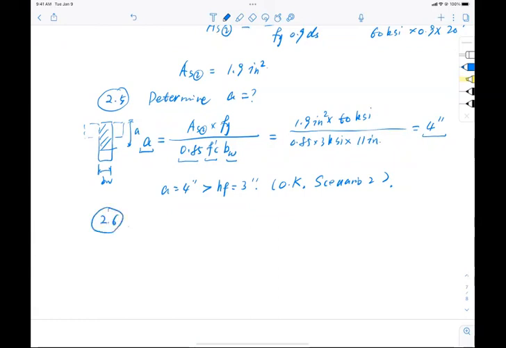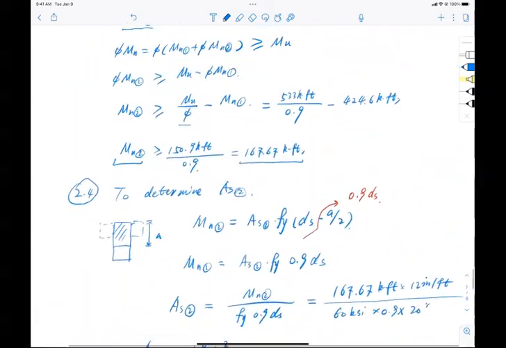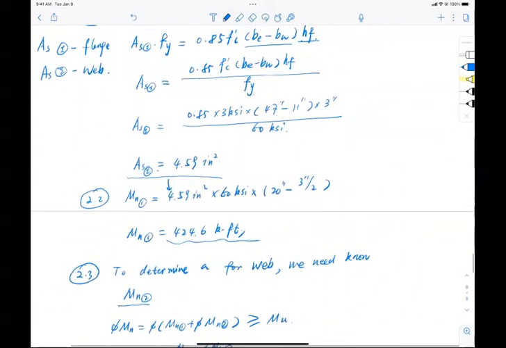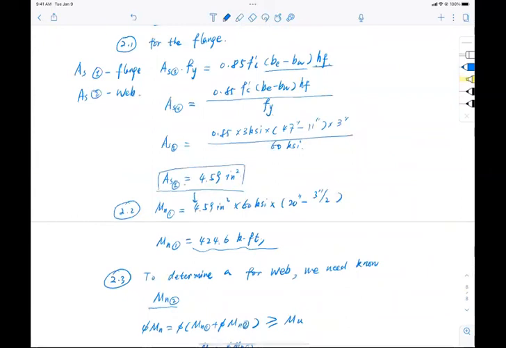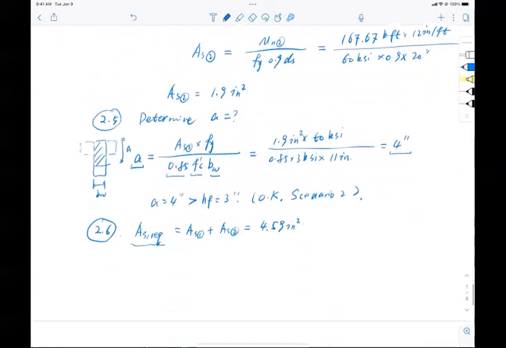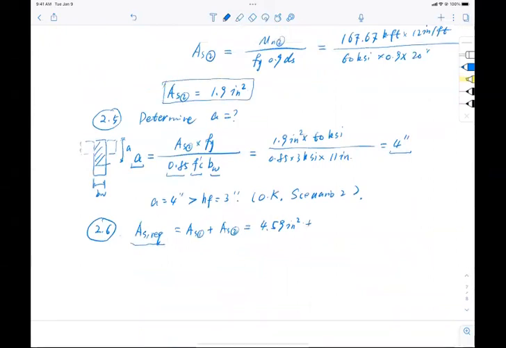So 2.6, with everything said and done, I now have to say that the total required reinforcement, be careful folks, would equal AS1 plus AS2. So that is 4.59 inch squared. Where is that 4.59 coming from? Go back to see, where is it? Right here. That is the estimated reinforcement for the flange, and added on the reinforcement needed for the web, 0.9 inch squared. So I have a total area of 6.6 inch squared.